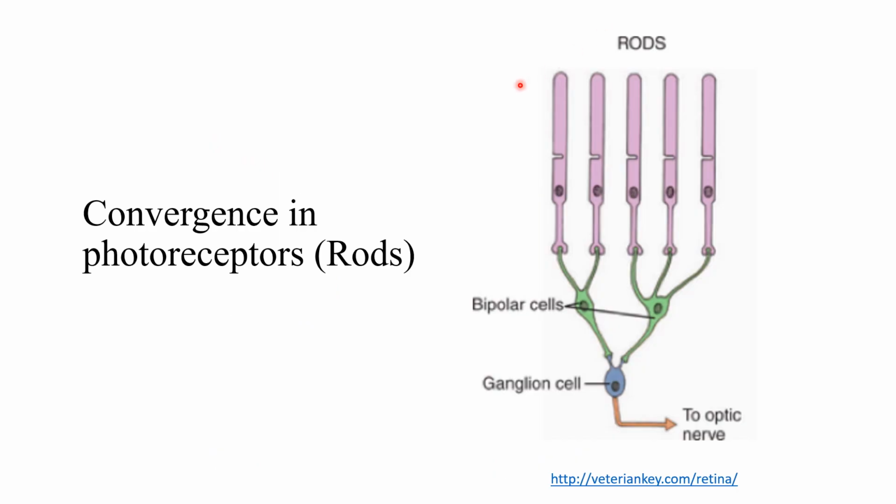A well-known example of convergence is the convergence in photoreceptors, or rods. Rods are a type of photoreceptor that detect dim light, so a very small intensity of light can be detected by a rod. But in order to reach the central nervous system and produce an action potential in these neurons, they converge together to form a summation and a stronger stimulus to activate these neurons, so the signal can reach the central nervous system.